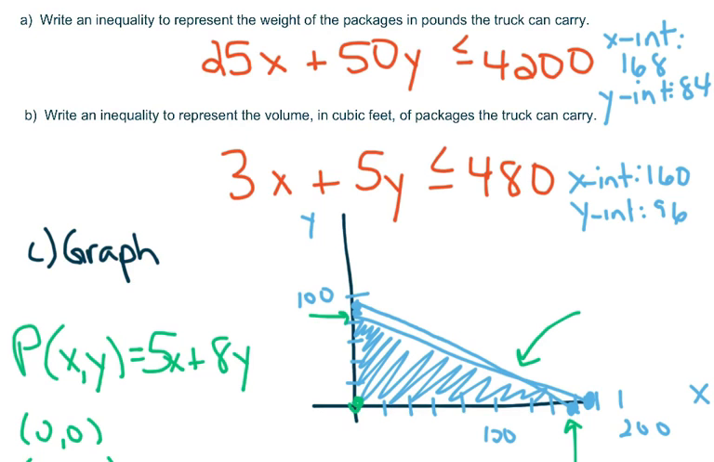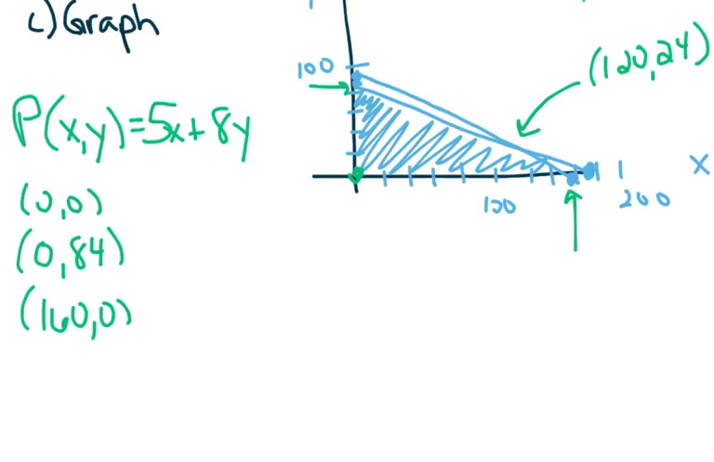Well, this is where I'm going to use a matrix. It's already in standard form. So it's going to be a 2 by 3 matrix. Row 1 will be 25, 50, 40, 200. Row 2 will be 3, 5, 480. And then I'll RREF that. And I'm going to find out that wherever this is, it's at around 120, 24. So at least I know one of my other points on the feasible region is at 120, 24.